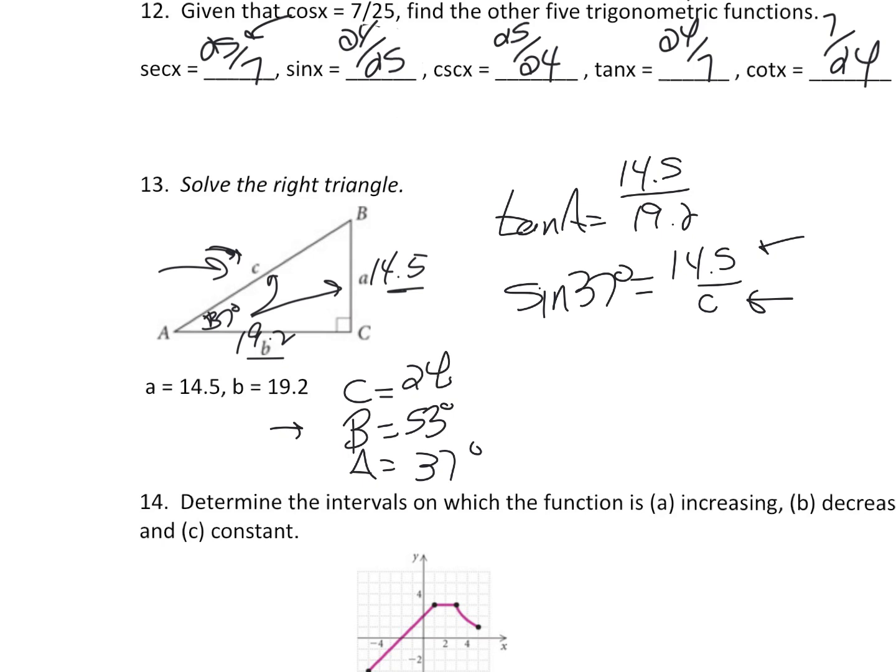And you get this for c. I get 24.1. And I'll be honest, if you did Pythagorean theorem at first, you may get something just a tad bit different from 24.1. As long as you're close, you're okay. The reason you get something a little bit different is because I actually rounded that 37 earlier. It wasn't exactly 37.